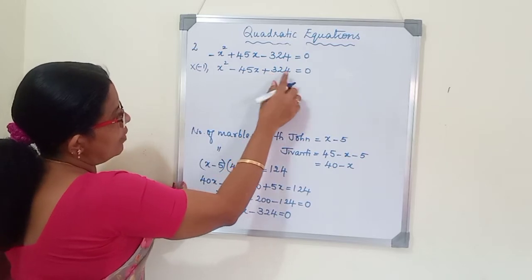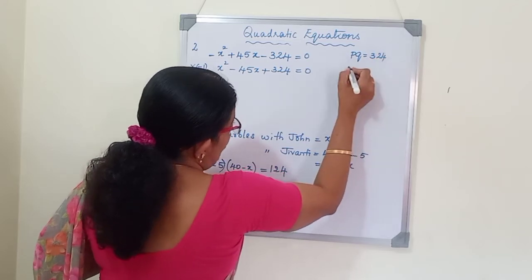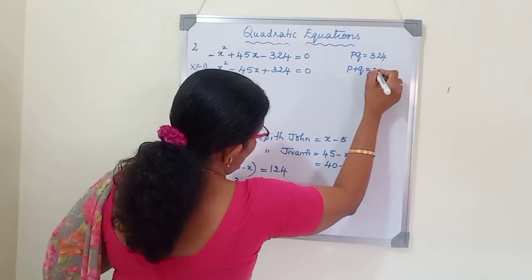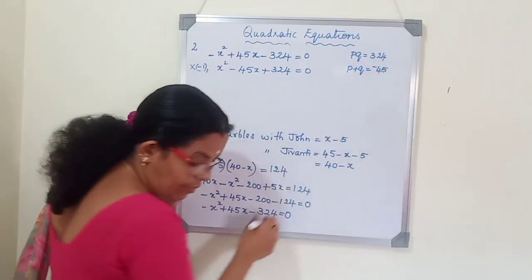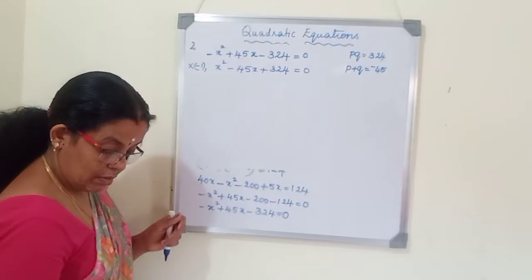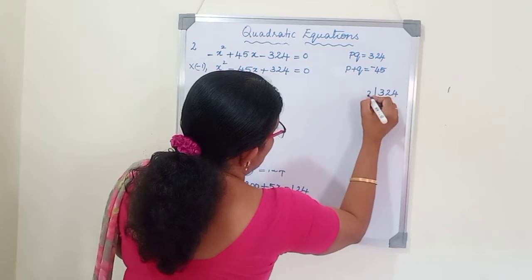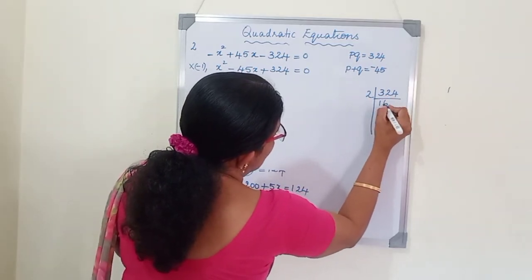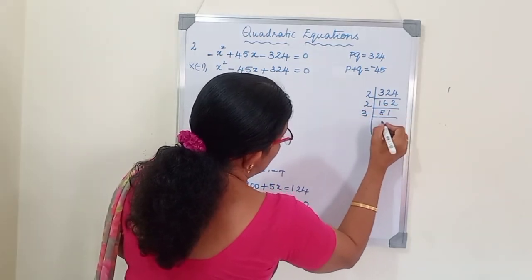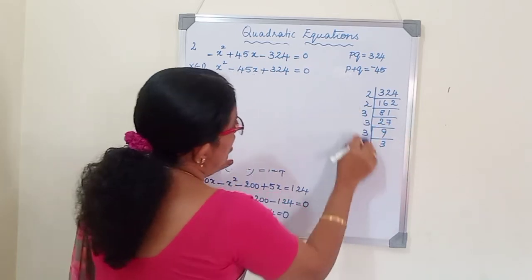Here product is 324 and sum is minus 45. So to find these factors, 324 and 45, which two numbers? So directly it is difficult to find. We will factorize it. 324 we will factorize. With 2 we will start. 2 1s are 2, 2 6s are 12, 2 2s are 4. Again 2 81. Again 3 27, 3 9, 3 3s. So these are the factors.